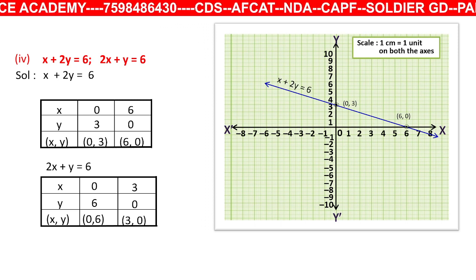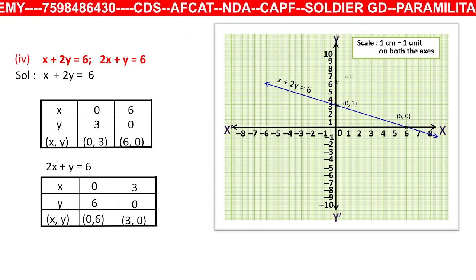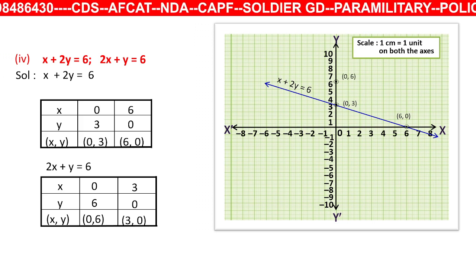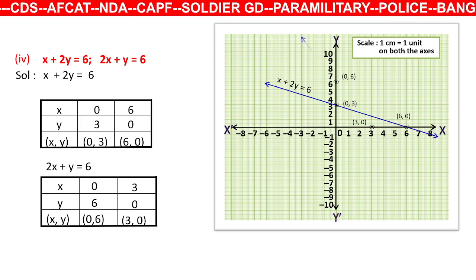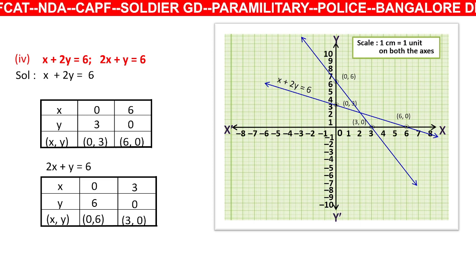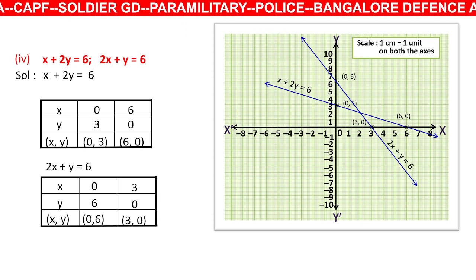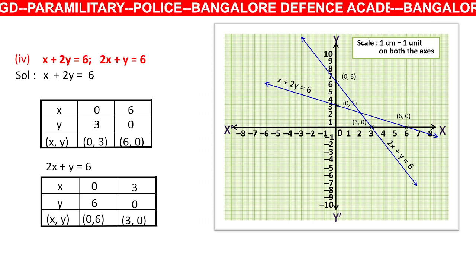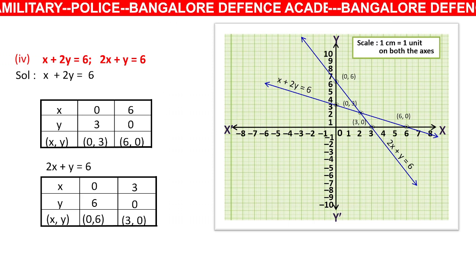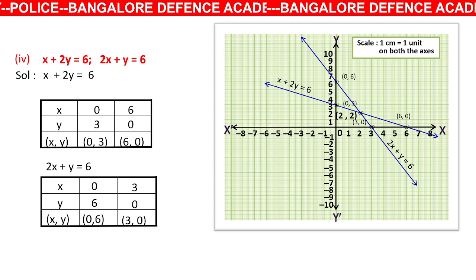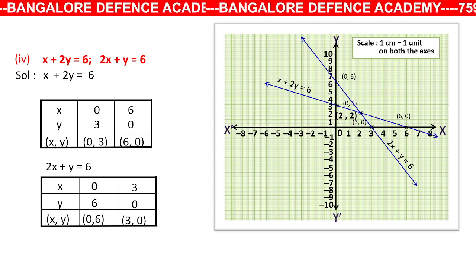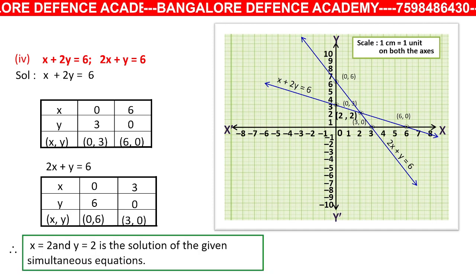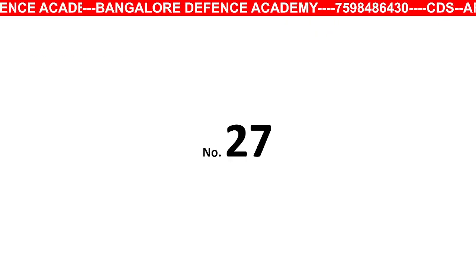For the second equation, I have the points 0 comma 6 and 3 comma 0. Now I draw a line connecting these two points. This is the line for 2x plus y is equal to 6. Now you can see these two lines are intersecting at a point, that is 2 comma 2. So the answer for this question is that the x value is 2 and the y value is 2, that is, x comma y is equal to 2 comma 2.